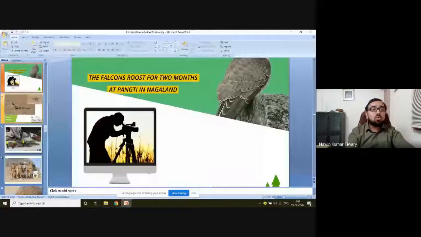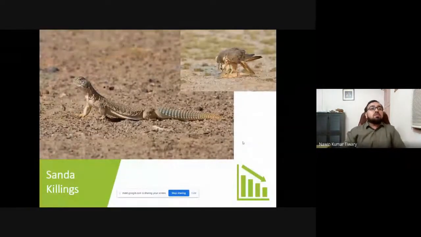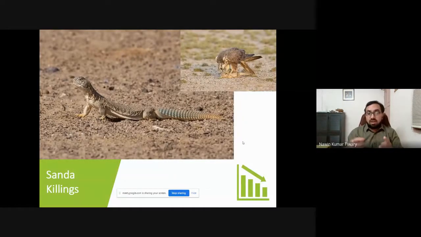Okay, so that was a small narrative about the Amur falcons in Northeast, and as we discussed, a large number of these Amur falcons aggregate there in a small village called Pangti in Nagaland, as they were saying. So they aggregate in that village in very large numbers. They also come to nearby places, and after that, we have just discussed how the story goes.